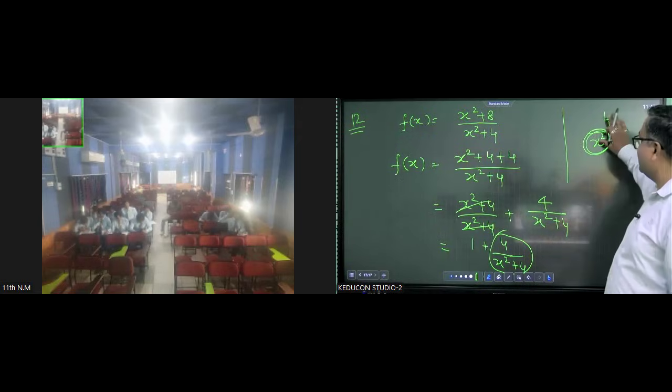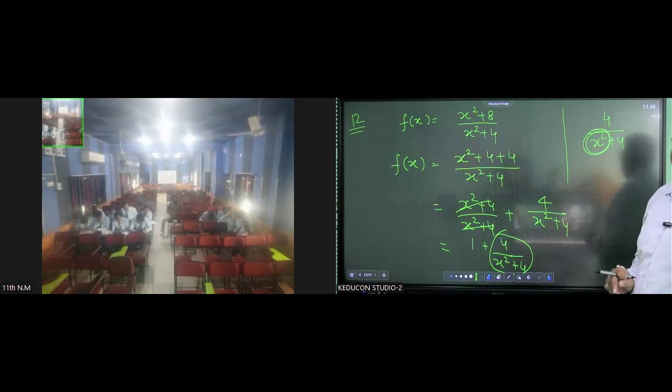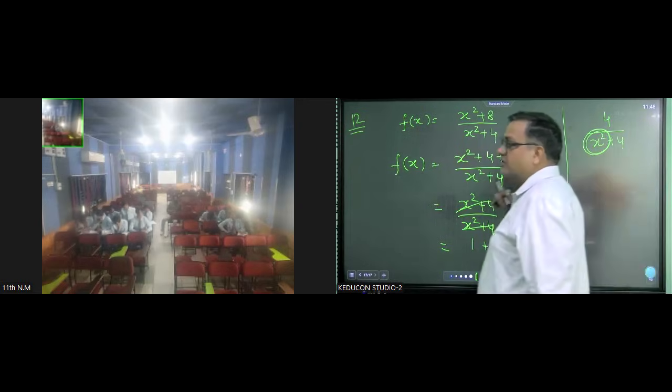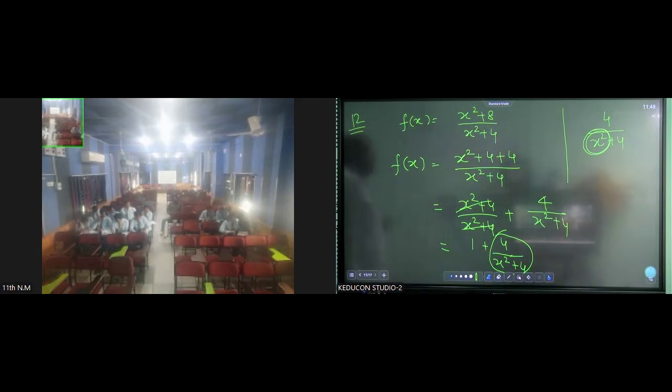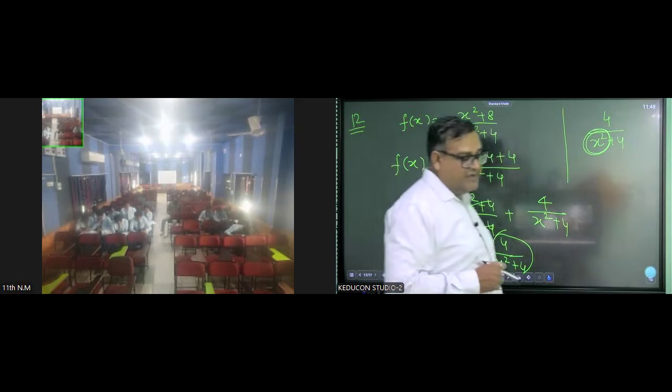So its maximum value can go 1. What can be its least value? Can it be 0? No. Why? Why it can't be 0?